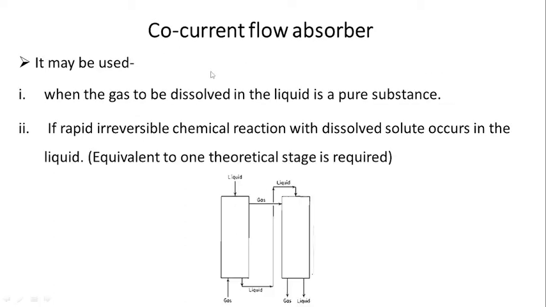Co-current mode of absorption is used in two cases: when the gas to be dissolved in the liquid is a pure substance, and if a rapid irreversible chemical reaction with dissolved solute occurs in the liquid, and only the equivalent theoretical stage is 1. Here the first unit is countercurrent absorption and the second unit is a co-current absorption.